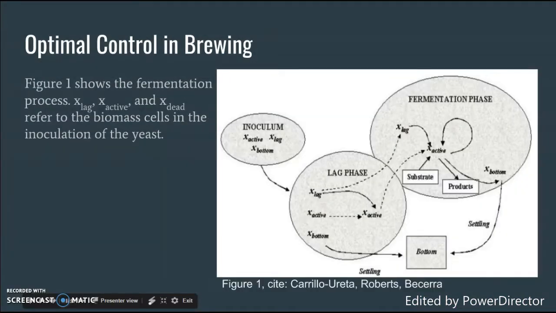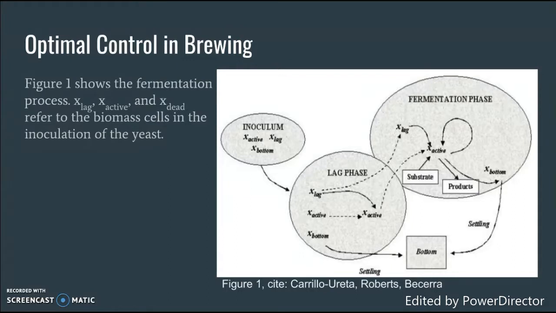Alright, so the figure on the right shows the fermentation process in the form of a diagram. It can really be broken down into two phases once the yeast is introduced to the wort, which is what becomes the alcohol. And the first phase is called the lag phase. The lag phase begins once the yeast is introduced. There are three types of cells throughout this entire process. They're called lag cells, active cells, and dead cells.